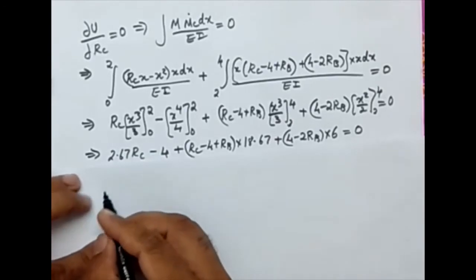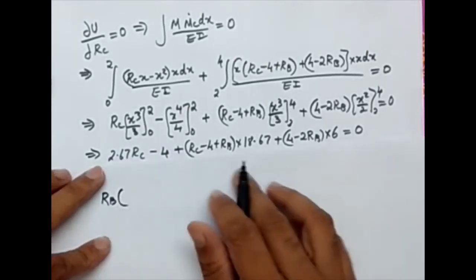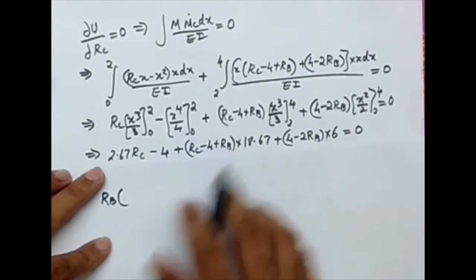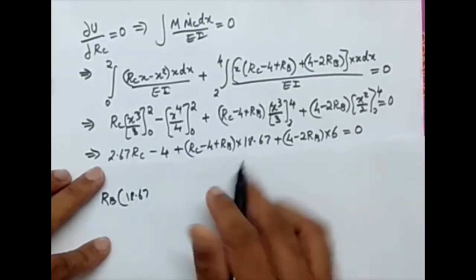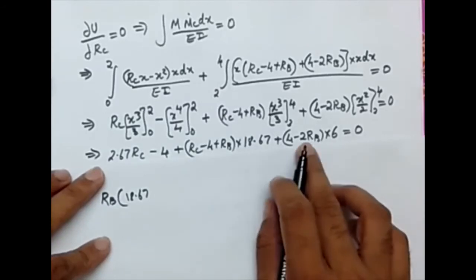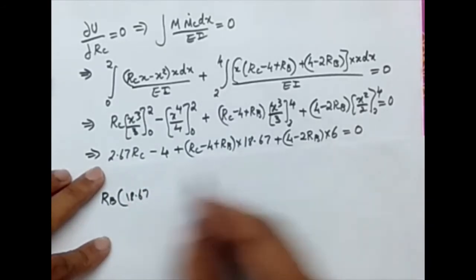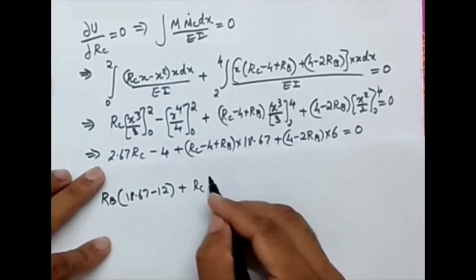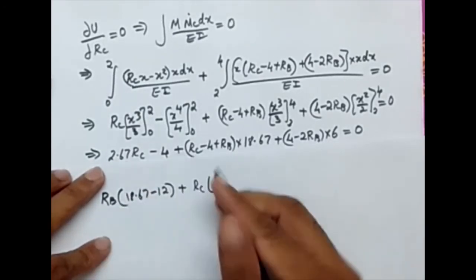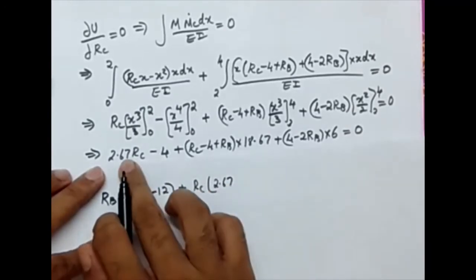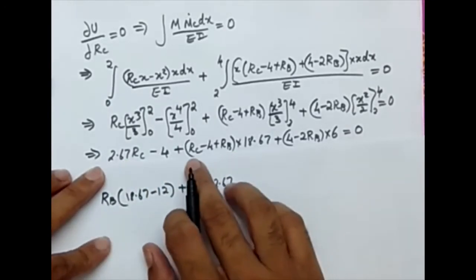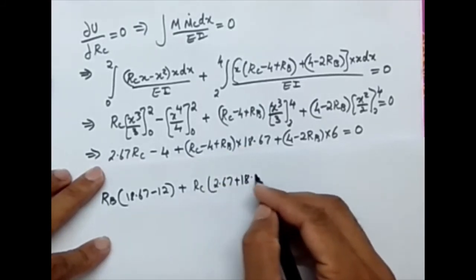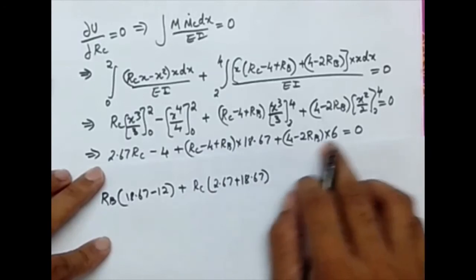So all the terms that have RB, I'm going to put together. So there is going to be 18.67 from here, and this is 6 times minus 2, that is minus 12, plus now the RC terms. So I'm going to get 2.67 from here, and here the value of RC is 18.67. So plus 18.67. There is no RC term here.